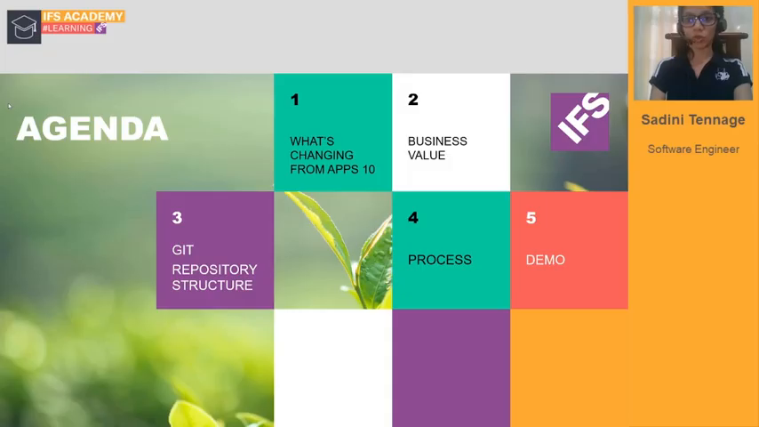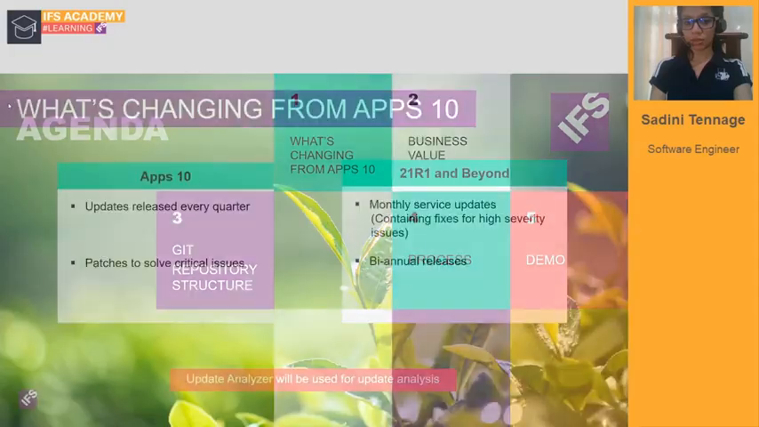In this brief tutorial, we will go through what has changed from Apps 10 when it comes to updates, the business value in having service updates, the Git repository structure of a cloud build place, the process of applying a service update to a customer solution, and finally I will do a short demonstration on how to apply a service update to a customer solution.